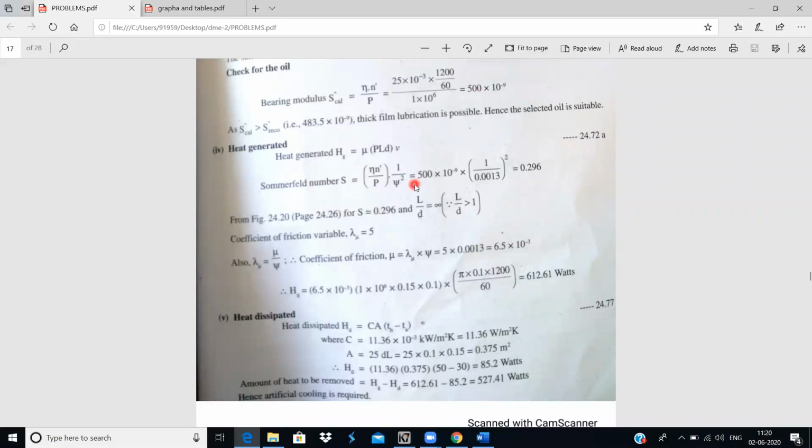S is equal to 0.296 and L by D is equal to infinity.